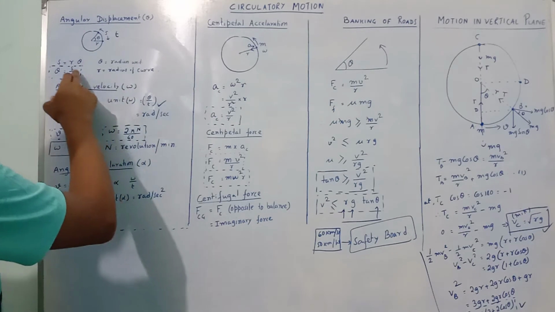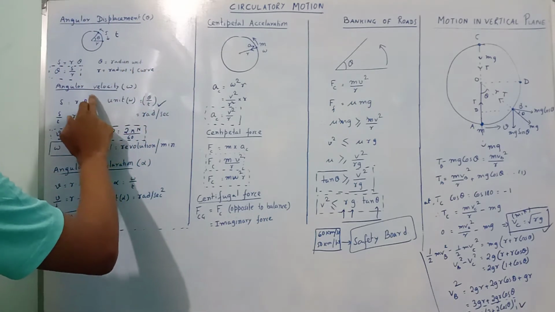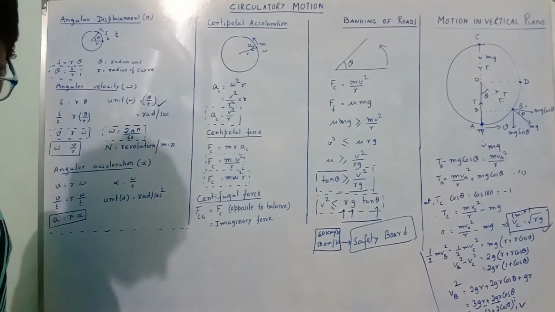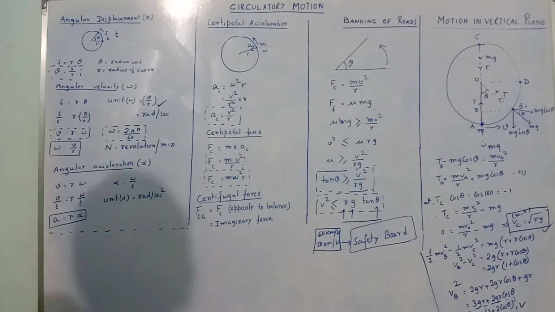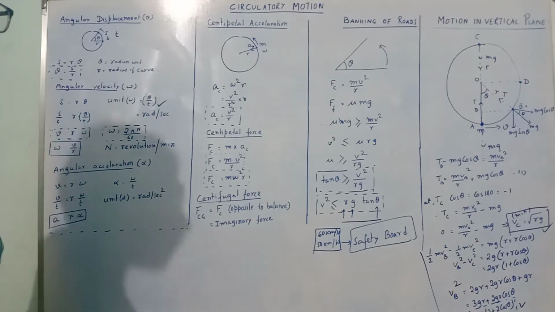So the unit of angular displacement is radian, the unit of angular velocity is rad per second, and the unit of angular acceleration is rad per second square.